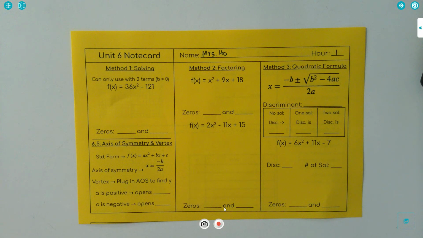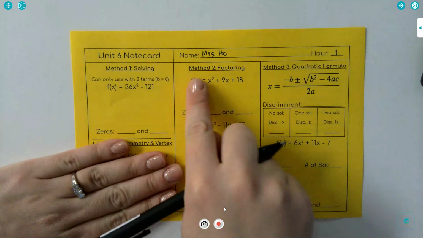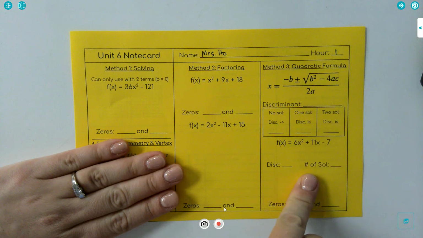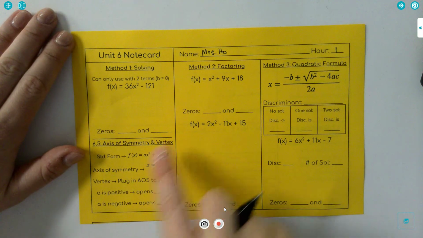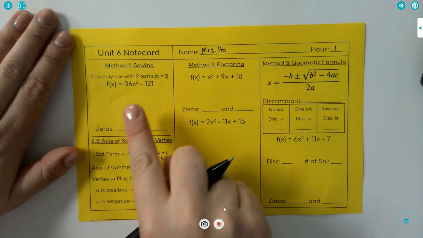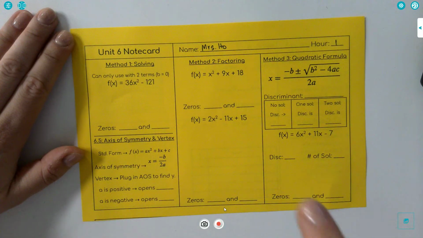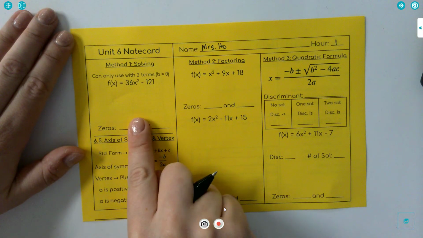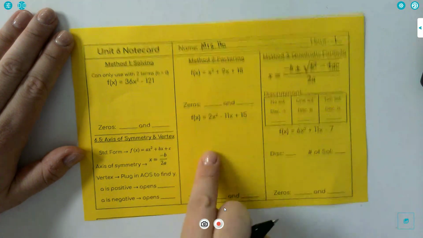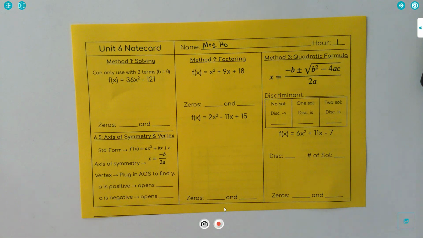All right, we organized the front of this note card into the 3 different methods of finding zeros. So method 1 was solving, method 2 was factoring, and method 3 was the quadratic formula. Then we also squeezed 6.5, which was axis of symmetry and vertex on here. So we've got 1, 2, 1 examples of each thing. We put every type of solving, every type of factoring. We just didn't put a difference of squares factoring. That's the only example that's not on here.